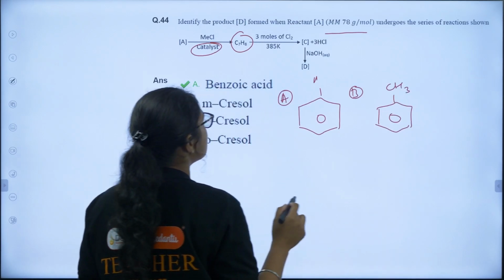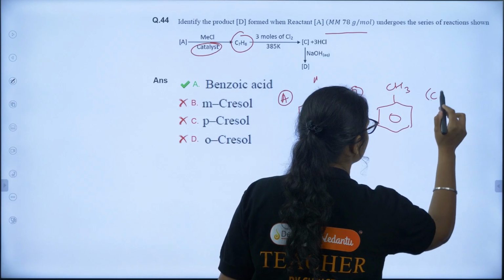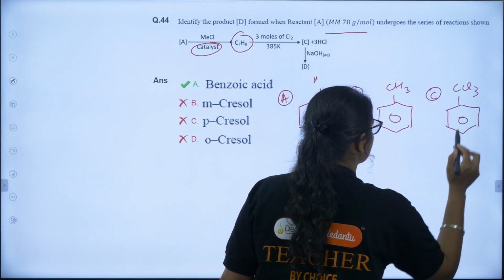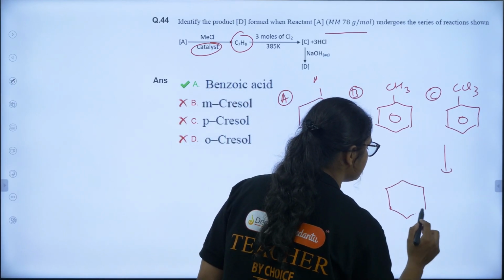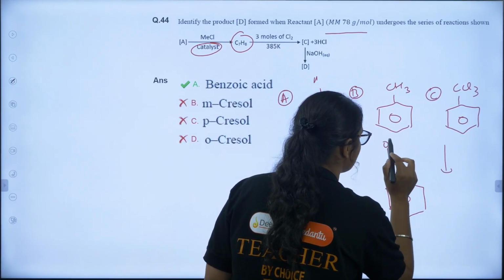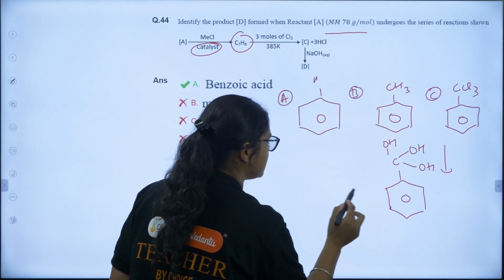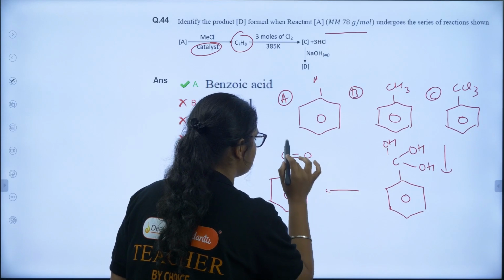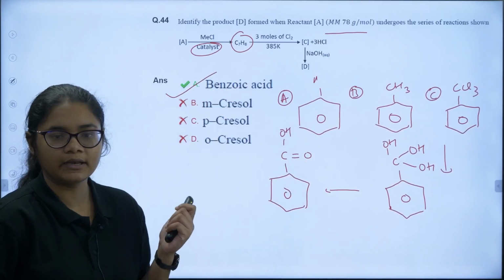Okay, B is toluene. Now when 3 moles of Cl2 is there, what will happen? This one will replace all the hydrogens with chlorines. So we will get CCl3. Now when you treat it with NaOH, all the chlorines will be replaced with OH groups. So we'll get C(OH)3. Now you know 2 OH groups on the same carbon is not stable. So that will undergo dehydration and we will get benzoic acid. So the correct answer for this question will be option number A.